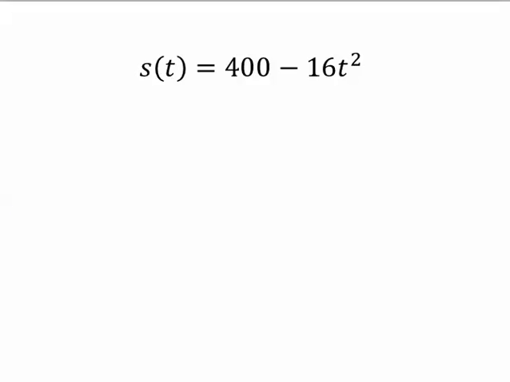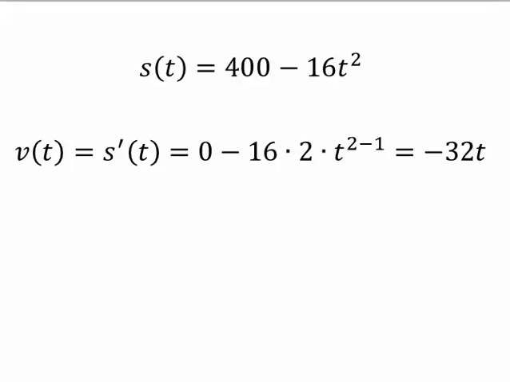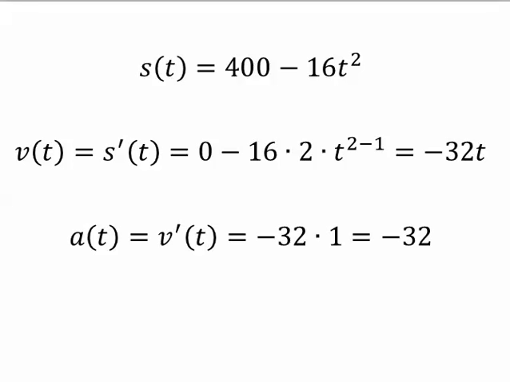The position function is given by s of t equals 400 minus 16t squared. To find velocity, we merely find the derivative of position. And so velocity equals negative 32t. To find acceleration, we find the derivative of velocity, or the second derivative of position. So acceleration is equal to negative 32 feet per second squared.